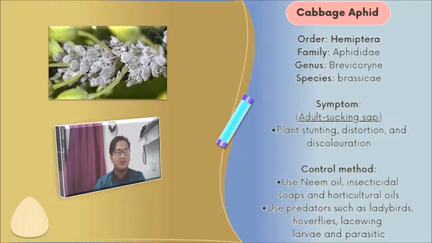What symptoms we can see from cabbage aphid? The cabbage plant is stunting, distorting, and discoloration. There are few control methods we can apply, such as use neem oil, insecticide soap, and horticultural oil. Another, we can use natural predator of cabbage aphid, such as ladybird, hoverfly, lancewing larvae, and parasitic.